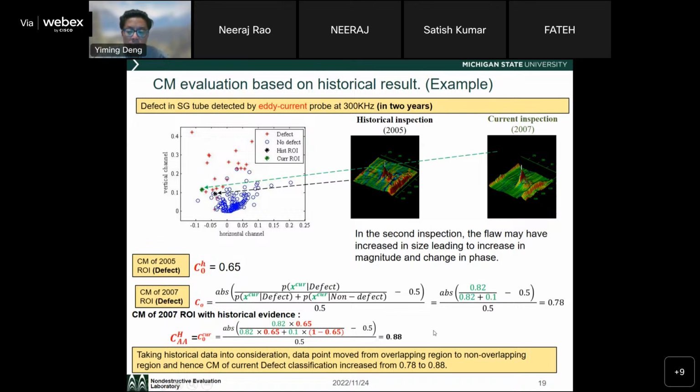If we don't consider the historic 2005 data set, I have a 0.78 confidence. But with the 2005 data set, I said, okay, I am 65%, although it's not perfect. It's somewhere here, but I know it's possibly a defect in 2005. Then I can update my prior probability based on C0H, and I get my CAH here as 88%. This is a very good example and a significant result telling me that by having a 2005 historic decision, my 2007 decision is more confident. I increased this from 78% to 88%.